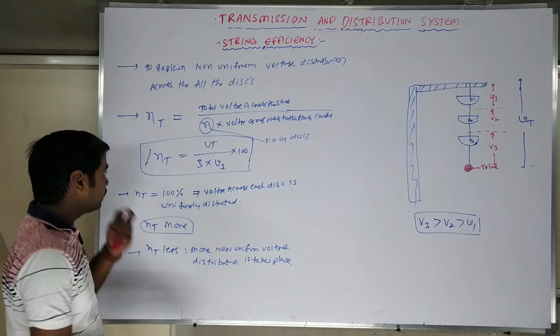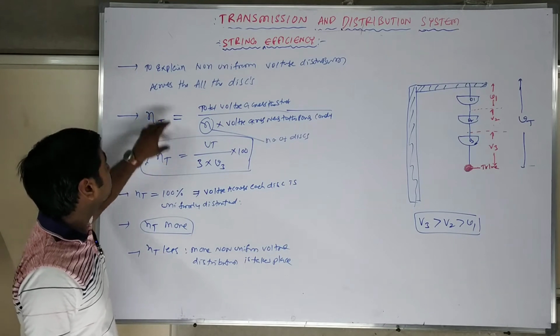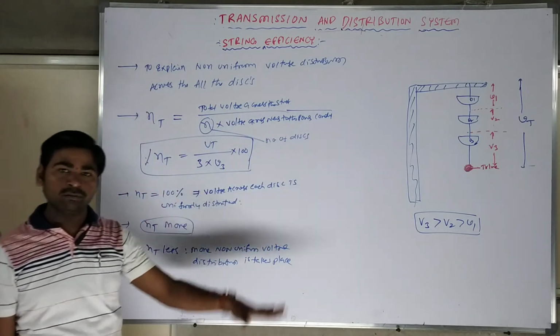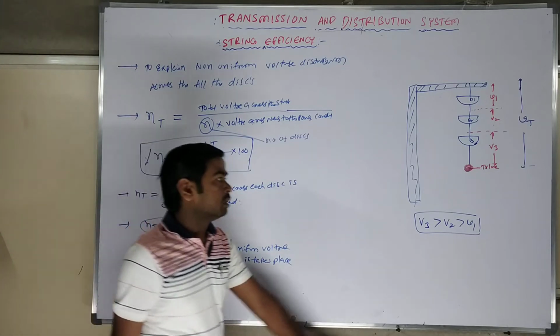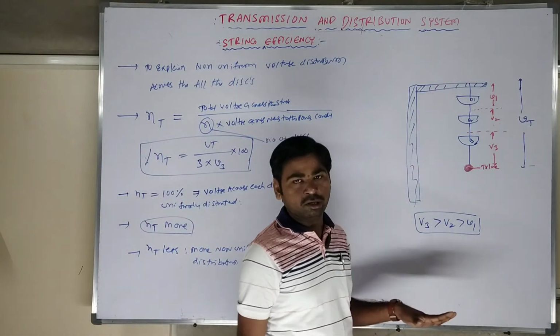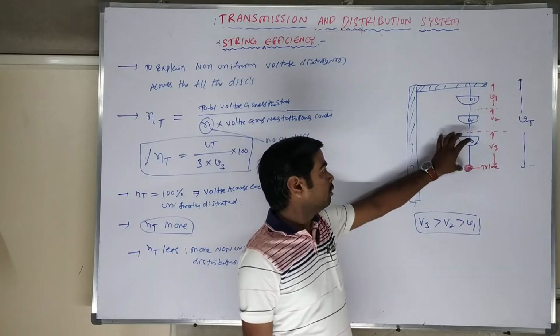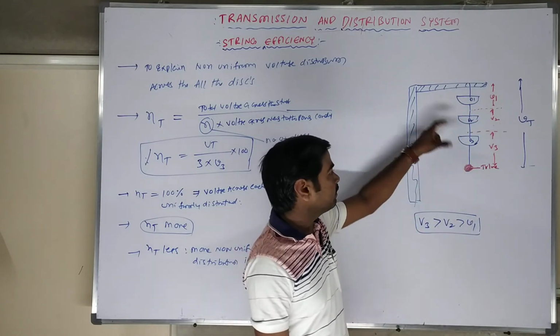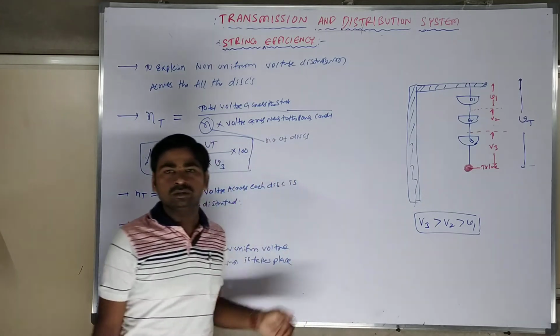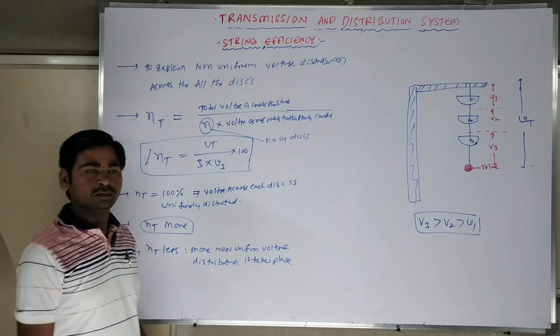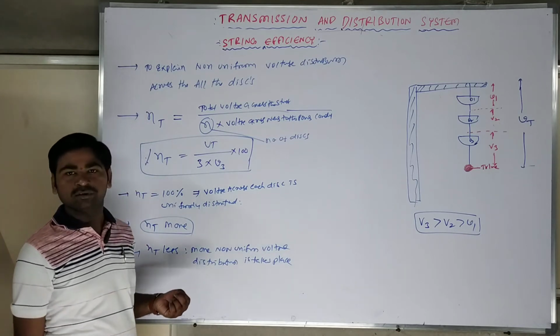I hope you are understanding. The purpose of string efficiency is to explain how non-uniformity takes place. If string efficiency is very good, 100%, the voltage distribution across each disc will be the same. If string efficiency is a lesser value, different discs will get different voltages. That is not up to the mark, and therefore the efficiency of the system is going to be less. That's why you have to maintain string efficiency.